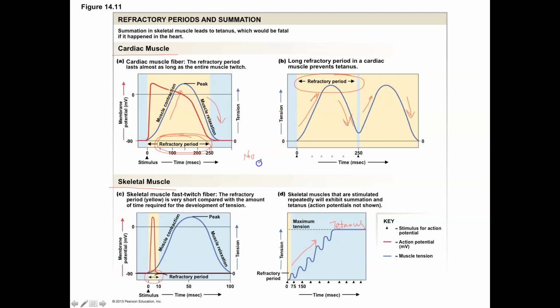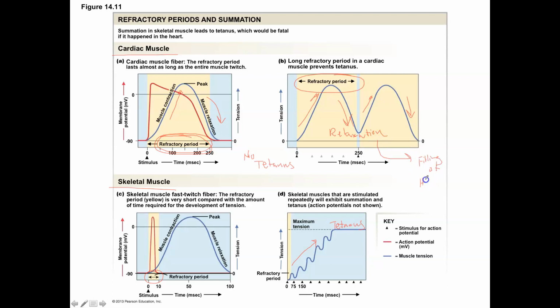So no tetanus in cardiac muscle. Under normal circumstances, normal functioning physiology for cardiac muscle cells, there's no tetanus. And that allows the heart to not be in a state of steady contraction. Instead, you have contraction followed by relaxation. That relaxation that we see in cardiac muscle is vitally important because this allows for the filling of the heart.